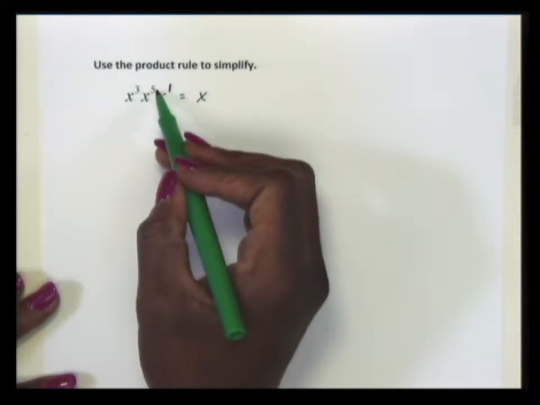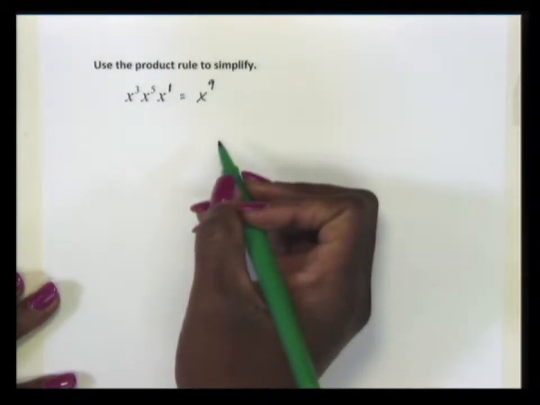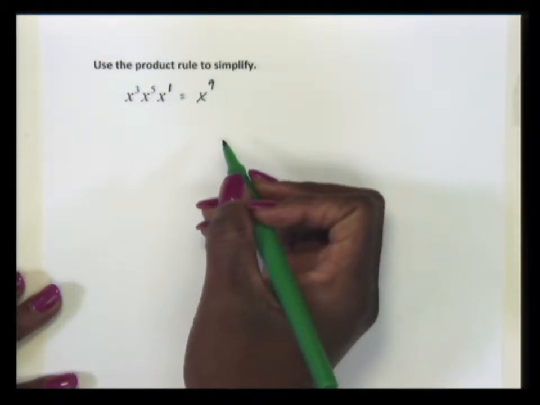3 plus 5 is 8. 8 plus 1 is 9. So when multiplying the bases together, we now have x to the 9th power.